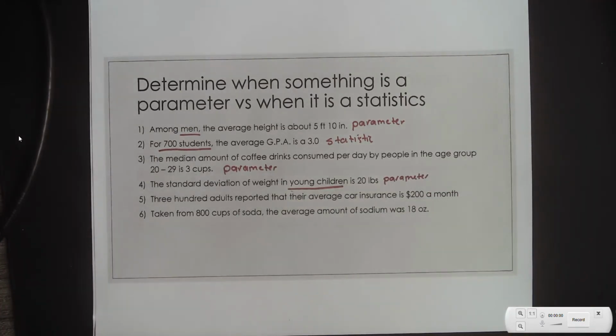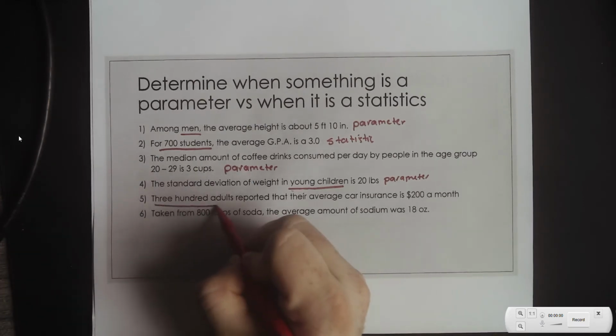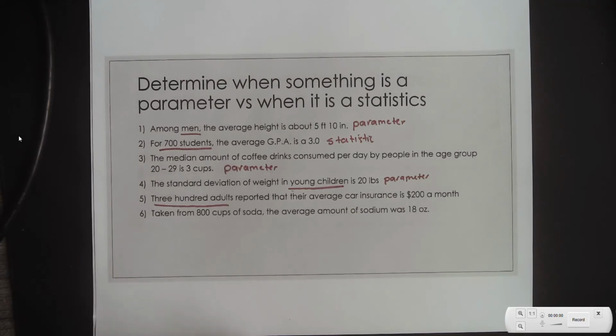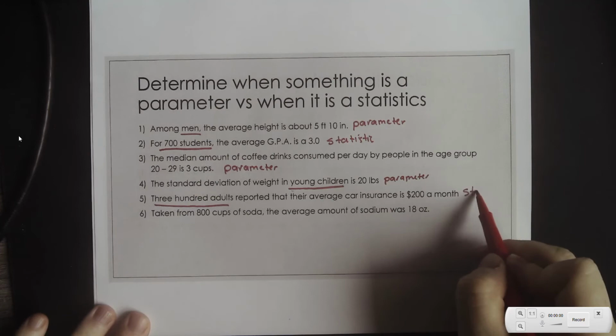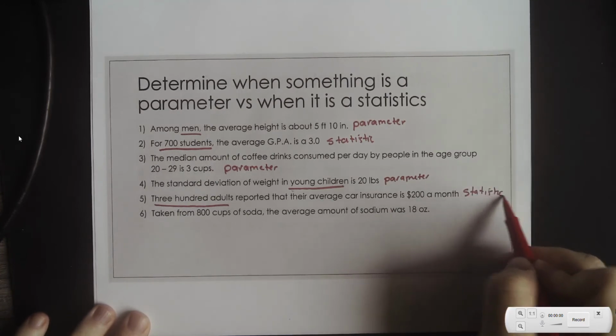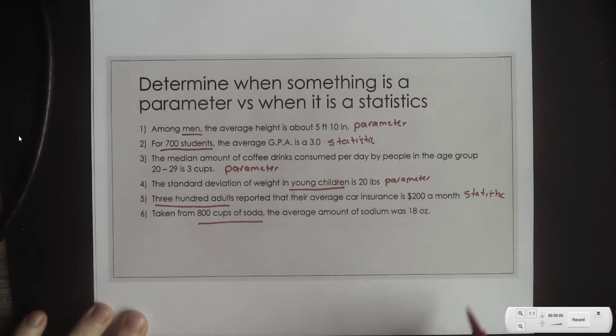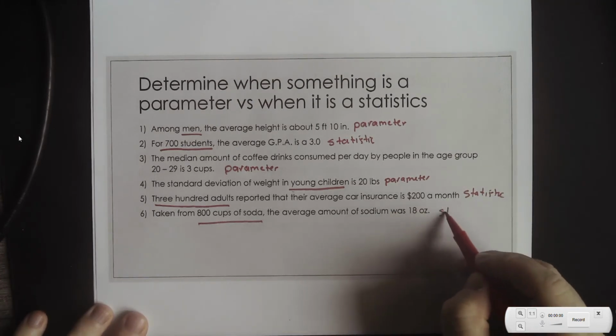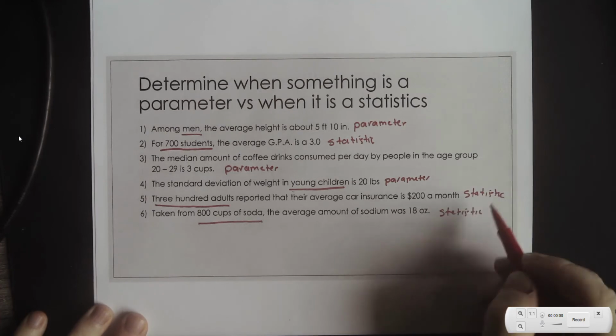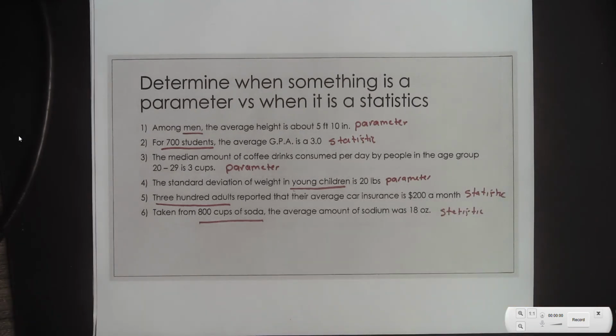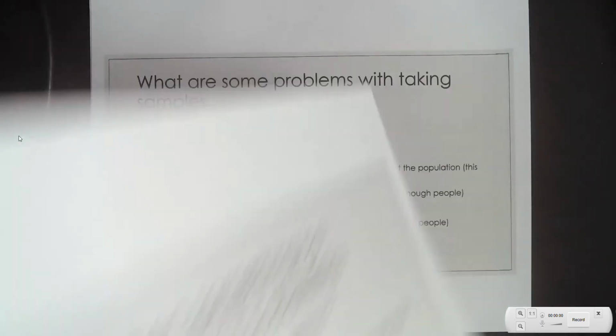300 adults report that their average car insurance is $200 a month. We're talking specifically about 300 adults, so that is a specific thing. So it is a statistic. And then, taken from 800 cups of soda, the average amount of sodium was 18 ounces. That's also a statistic because we're talking about a specific 800 cups, not soda generally. Okay, so that's the difference between population and sample.